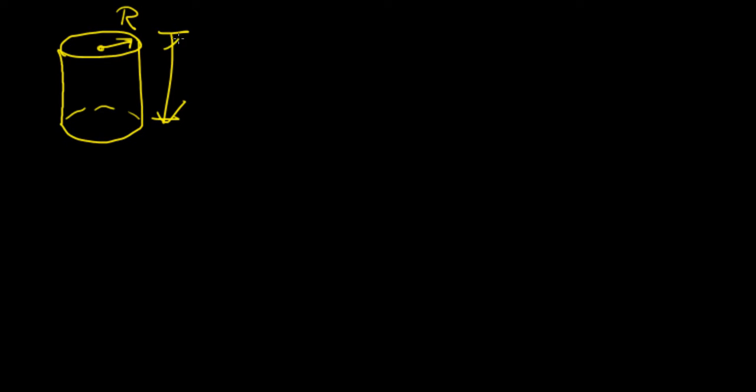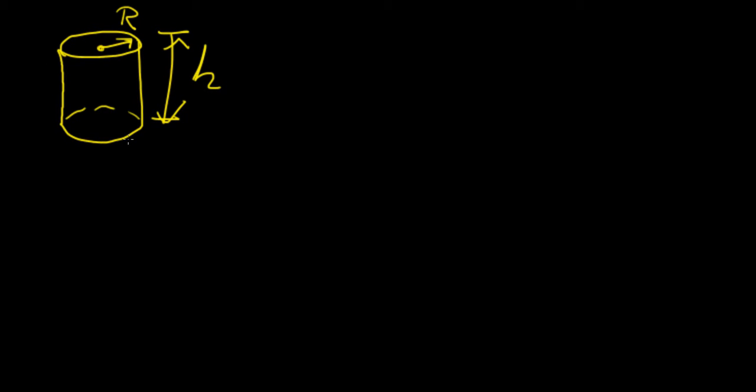So continuing with optimization problems, in this video we're going to solve the following problem. Let's say we're given a cylinder that has the following dimensions. It has radius r and it has height h.